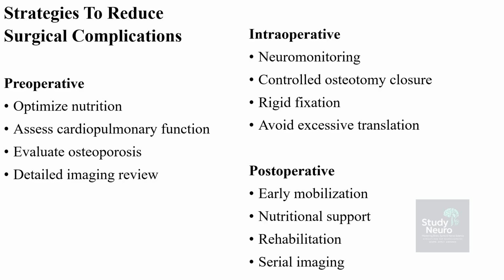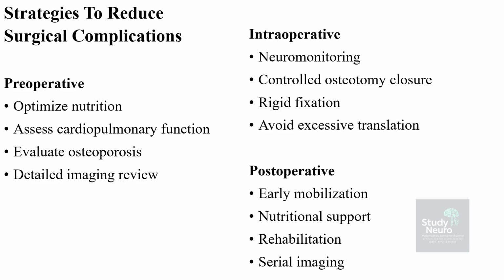Reducing complications from corrective spinal surgery begins before the operation. The patient's nutritional status, heart and lung function, and bone strength should be assessed and optimized, while detailed imaging helps the surgical team understand the deformity and plan the procedure safely. Intraoperative measures focus on protecting neural structures and maintaining spinal stability.